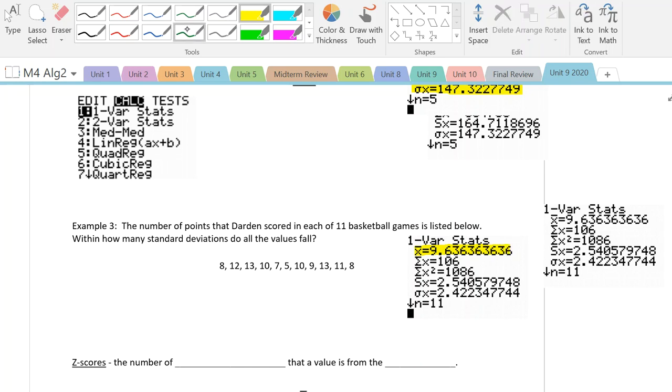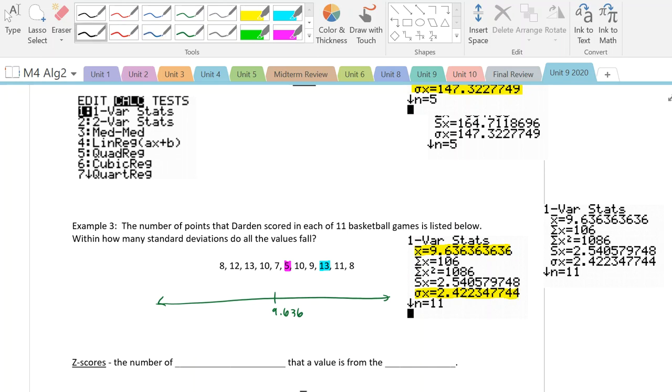So from my mean, I'm just going to make a number line for a moment. From my mean of 9.636, I also want to identify the lowest, which would be 5, and the highest. What was his best game? I think his best game's 13. Yeah, 13. And we also have this standard deviation of 2.422.